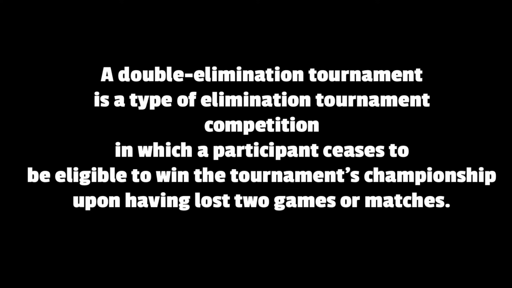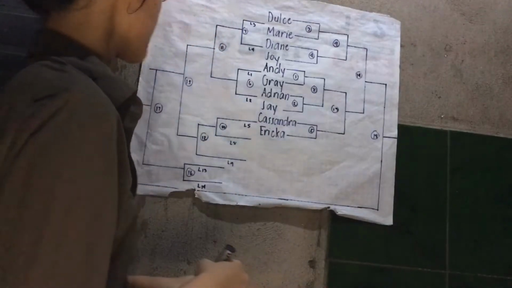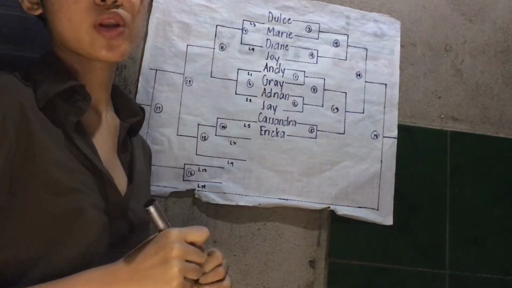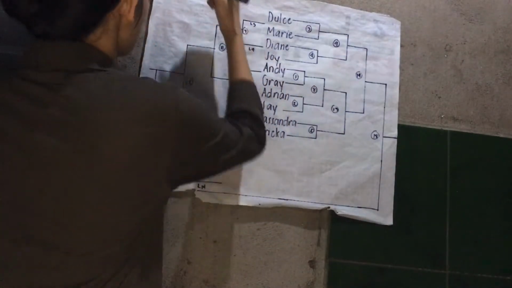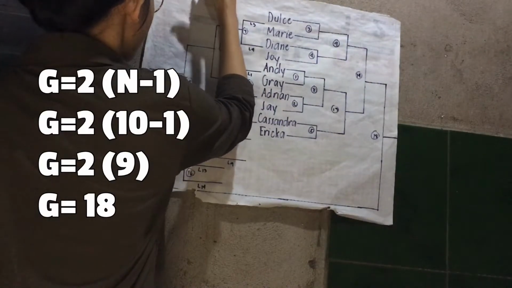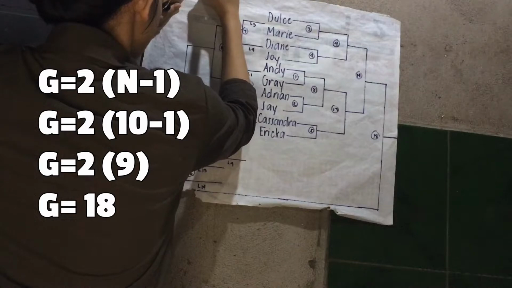A double elimination tournament is a type of elimination tournament competition in which participants cease to be eligible to win the tournament's championship upon having 2 lost games or matches. In order to get the number of games of double elimination, we need to use this formula, wherein G is equivalent to 2 parentheses N minus 1.